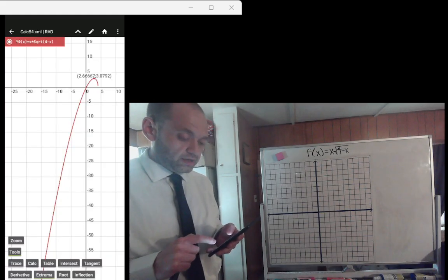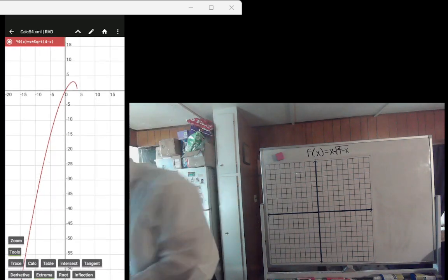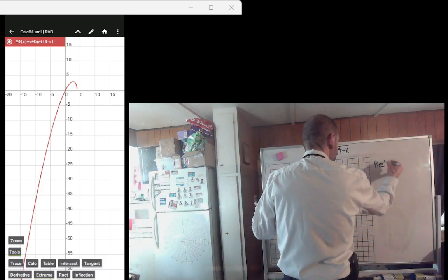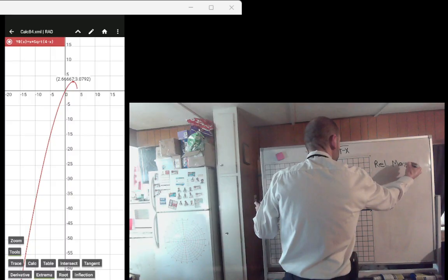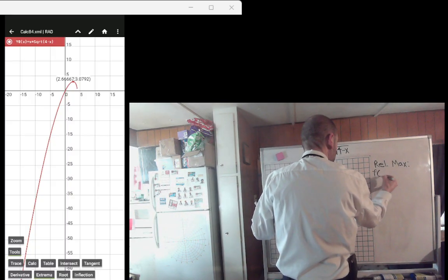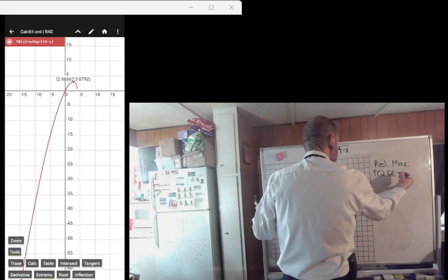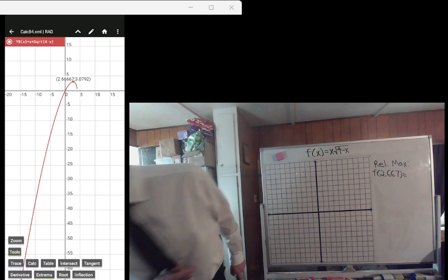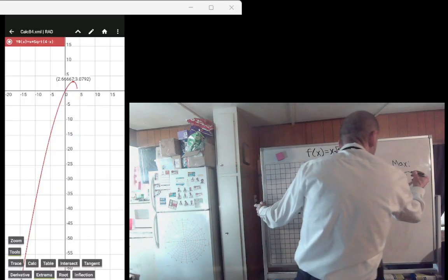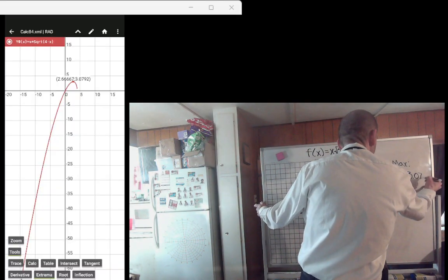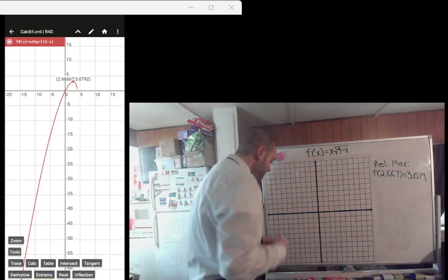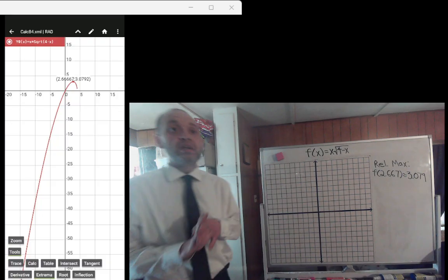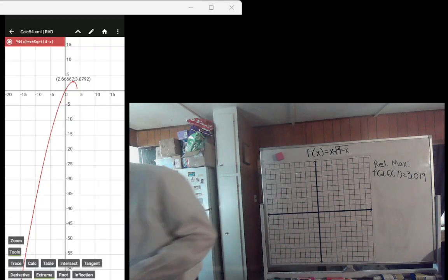But take your extrema, you only have a relative max, and we're going to round this to 3 decimal places. We have a relative max at f of 2.667 is approximately equal to 3.079. So graphing calculators can be very useful for finding maximum and minimum values. The graph can tell you that.